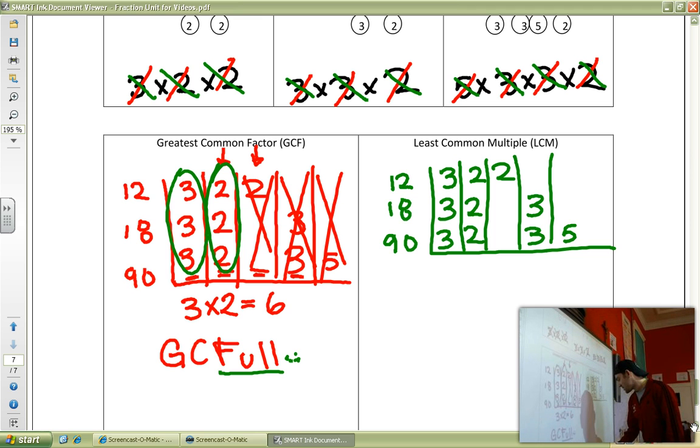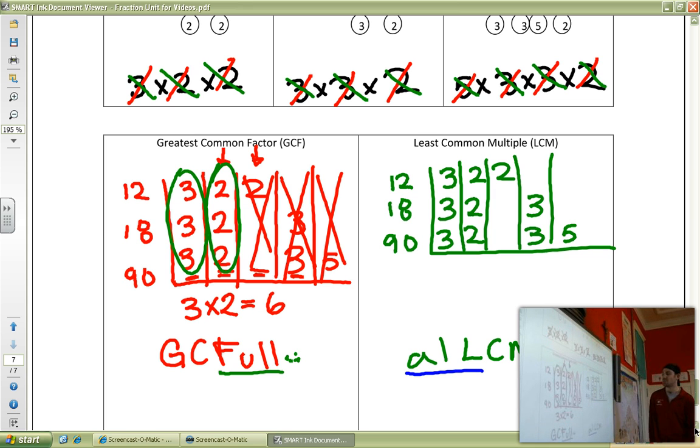Well, that same person came up with something for least common multiple. He said that for least common multiple, we use all of the columns. Okay, we're going to use all of them for these. So for that, we're going to need to bring down every single column and use it one time. So 3 times 2 times 2 times 3 times 5.